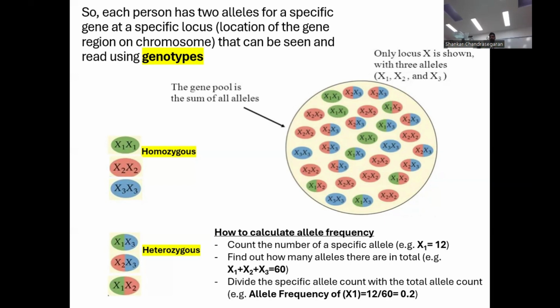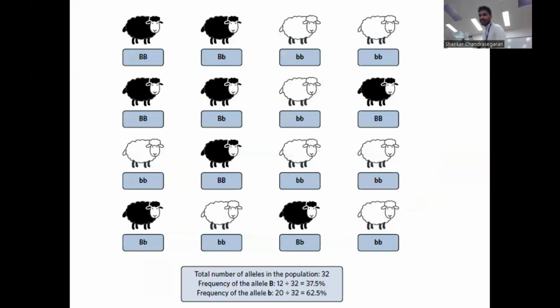All right, moving on. So another example, we have total number of alleles in the population. There are 32. How can we find that very easily? Just count how many organisms there are times 2, because each organism will have 2 alleles. So 16 organisms times 2 is 32. That's why we can find 32.